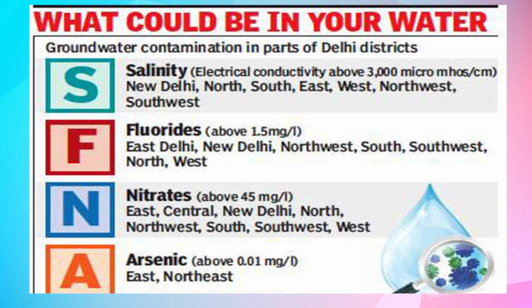Besides this contamination, what else is in your water? When we talk of groundwater contamination in the Delhi district, there is very high salinity and electrical conductivity in New Delhi. Fluoride is above 1.5 milligram per liter, nitrates are above 45 milligram per liter, arsenic is more than 0.01 milligram per liter. So this is the status of the daily water supply, which is very high, and we must take into consideration these data for different organic and inorganic components.